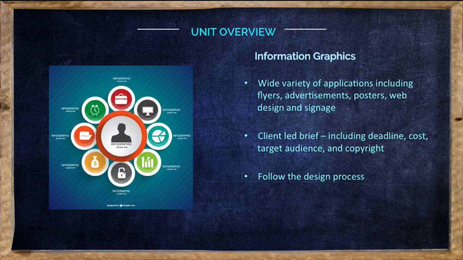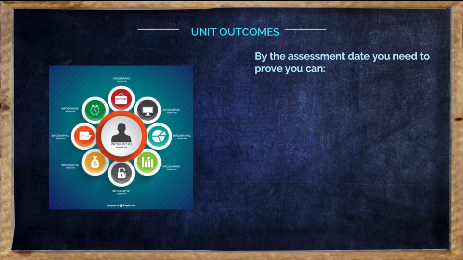You also need to show that you're following the design process, and we know what the design process is. It's research, development and final. Now this unit is normally delivered with Unit 42, Design for Advertising, and that whole unit is based on the design process, and it's what we follow every time.